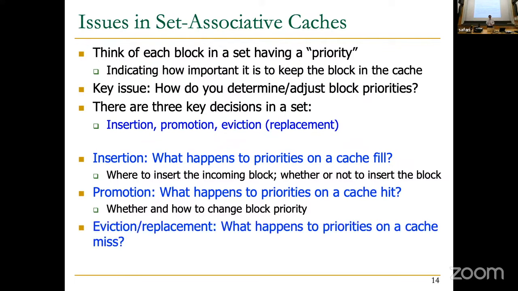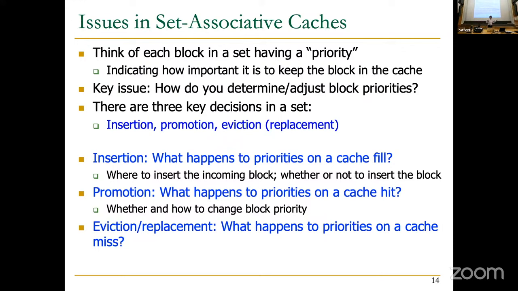Okay, and the third decision point in a cache is when you are trying to evict or replace a block. Meaning, when you get a cache miss, when you're looking for a block in the cache and it's not in the cache, then you bring the block, and then you have a bunch of blocks in the set. Now, if the set is full, meaning all of the blocks in the set are actually valid, then you need to decide which block to replace from the cache.